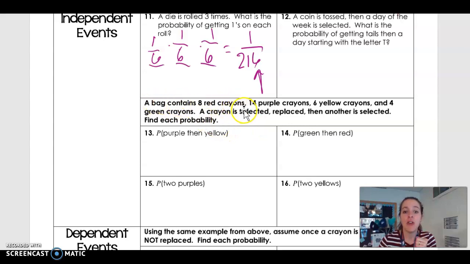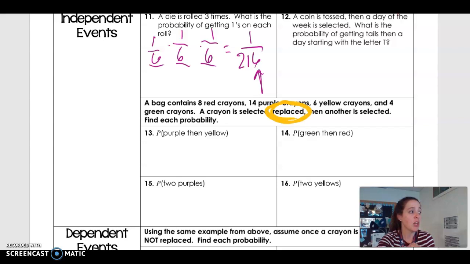So a bag contains 8 red crayons, 14 purple crayons, 6 yellow crayons, and 4 green crayons. A crayon is selected, replaced. I want to highlight that word. That's a really important piece of information that tells us that it's an independent event. And then another is selected. So we want to figure out what is the probability that I would select a purple one and then a yellow one.